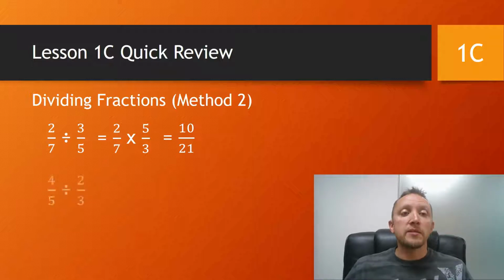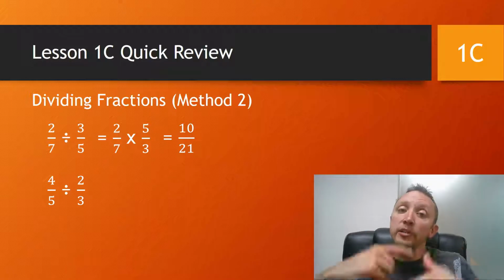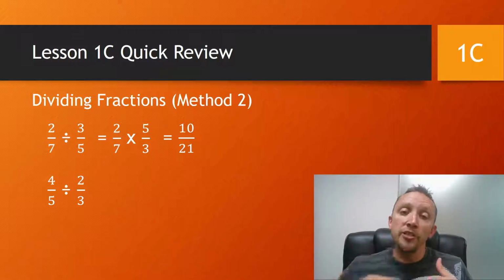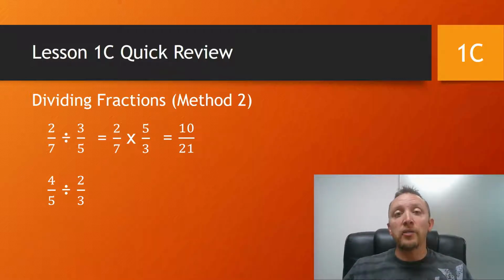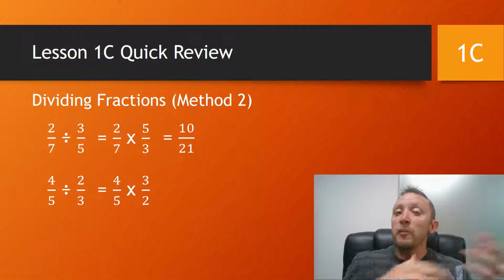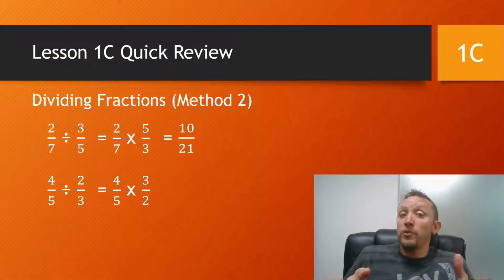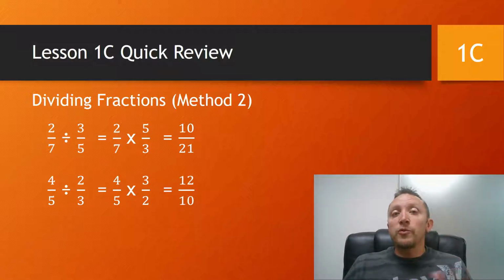Let's look at that second example, the same example we saw earlier with that first method. With the second method, we're going to change this to be multiplying by the reciprocal. So the reciprocal of 2/3 would be 3/2. Now I know you could just multiply these together and get 12/10, but if you remember from the previous example, we had to then reduce that answer. So we could do it that way and get 12/10.